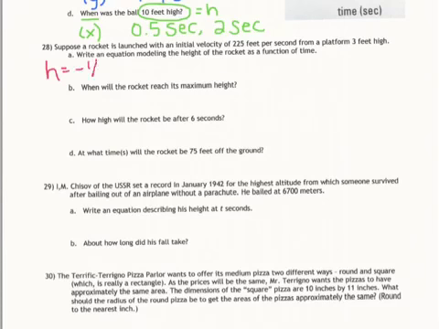Negative 1/2 g t squared plus v sub 0 t plus h sub 0. Okay? So that means h equals negative 1/2.